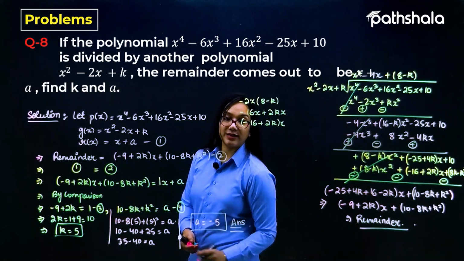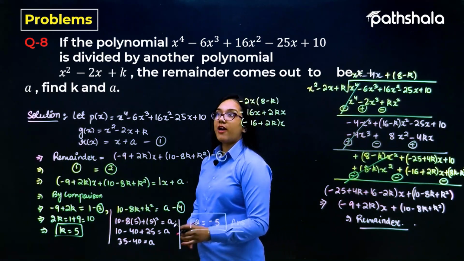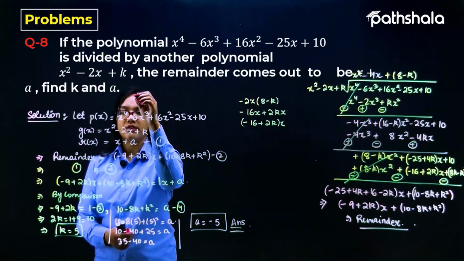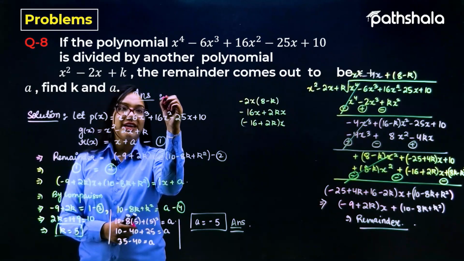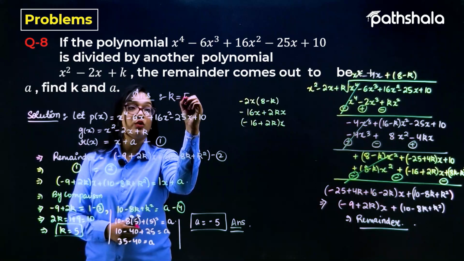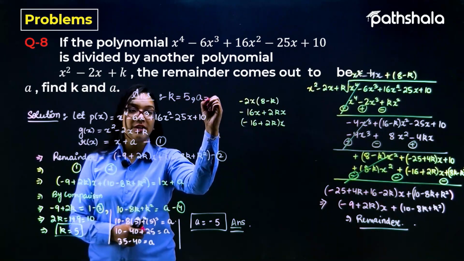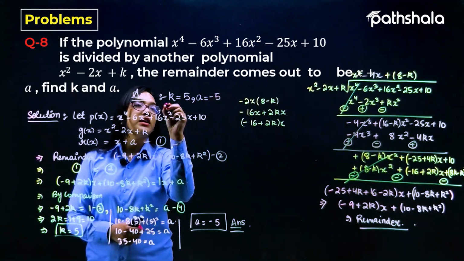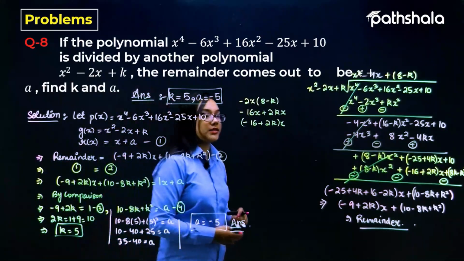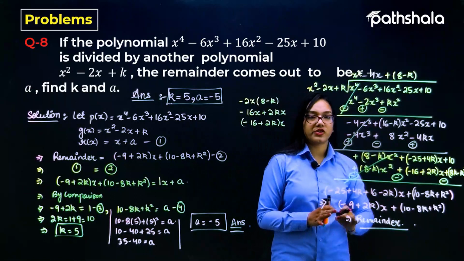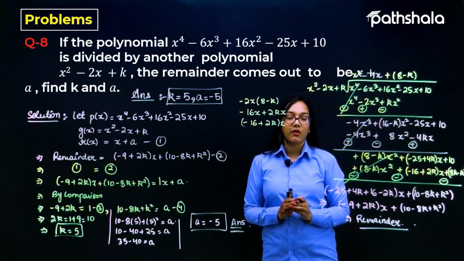So at the end, the value of k, let me write it over here. The answer is k is equal to 5 and a is equal to minus 5. This is the solution set, or the answer, of this particular question. I hope all the steps are clear to you.